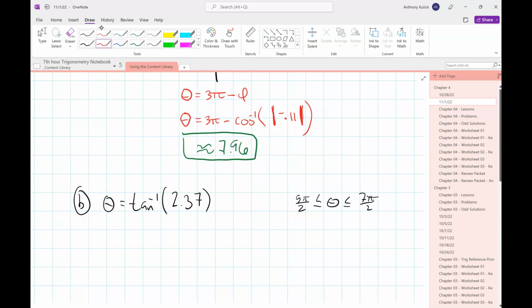Process remains exactly the same. I begin by figuring out what quadrant the terminal side of this angle theta needs to lie in. So I know that if theta is equal to the tan inverse of 2.37, that's the place where tangent theta needs to equal 2.37. On the unit circle, tangent was y over x.